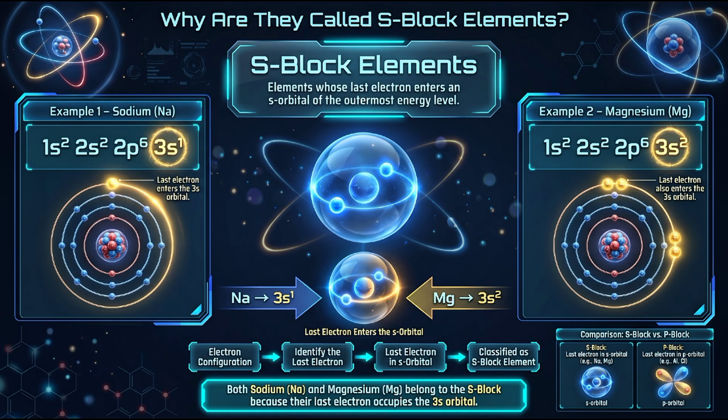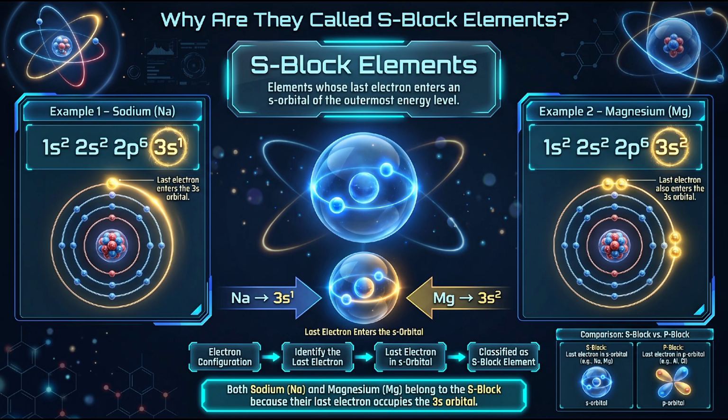Similarly, beryllium ends with 2s², magnesium ends with 3s², calcium ends with 4s², strontium ends with 5s², barium ends with 6s², and radium ends with 7s². Although the principal energy level changes from 2 to 7, the last electron always enters an s orbital, so every one of these elements belongs to the s block.